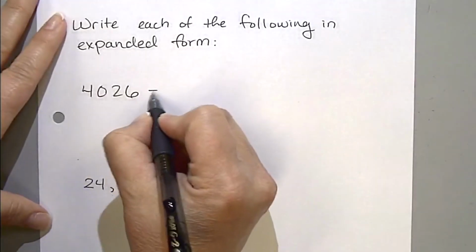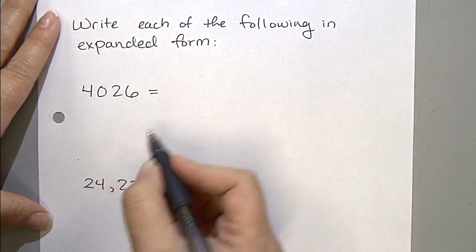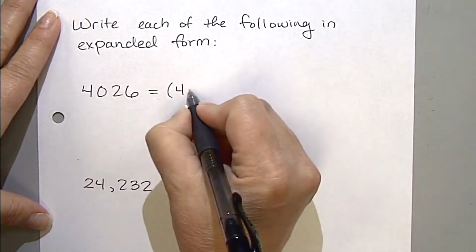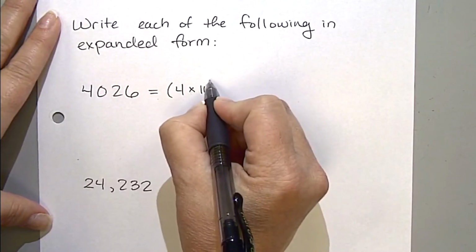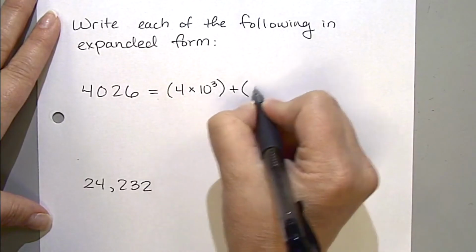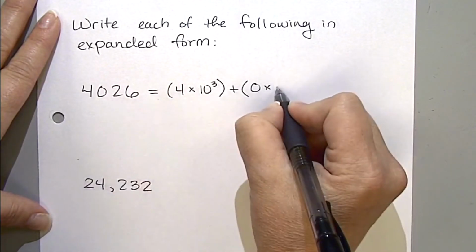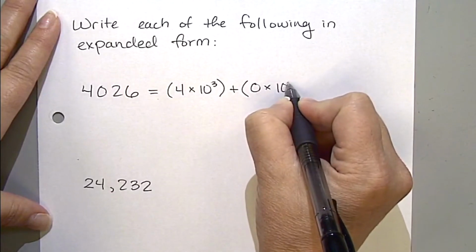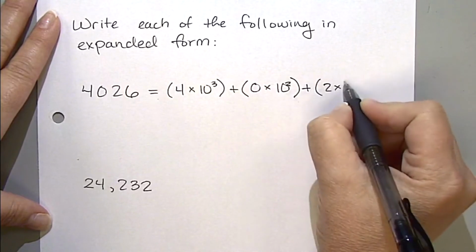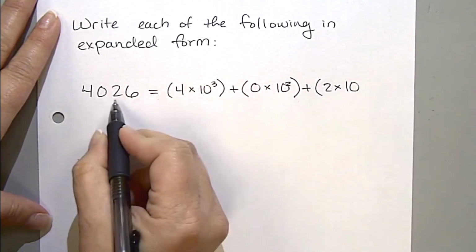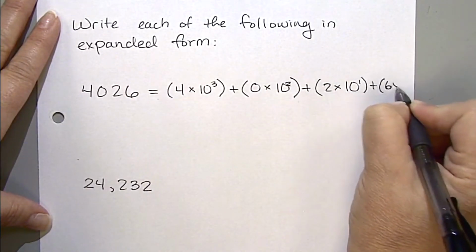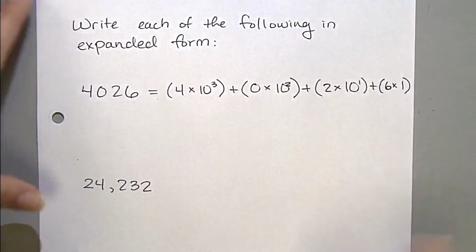Okay, so with 4026, well, we know that we have 4 times, it's really 4 times 1,000, but with exponents that would be 10 to the third power, because 1,000 has 3 zeros in it. Then plus 0 times 100, which is 10 squared, to the second, plus 2 times 10 to the what? To the first, because that's our tens digit, plus 6 times 1, because that's our ones digit.